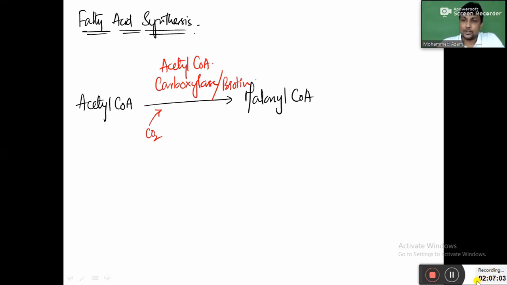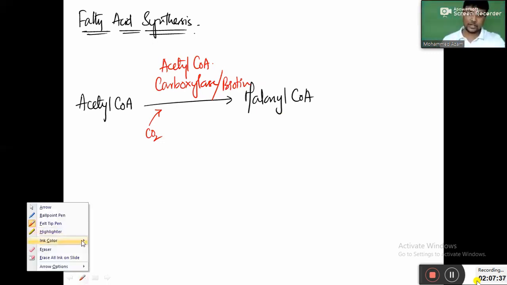Biotin. Till now we have learned 3 enzymes. Biotin is required for how many enzymes, sir? 3 enzymes. Biotin acts as a coenzyme for 3 enzymes we have learned till now. Carbohydrate metabolism, the first topic we have learned: pyruvate carboxylase. Protein metabolism, the second topic: propionyl-CoA carboxylase. And thirdly, in lipid metabolism we have learned acetyl-CoA carboxylase. So there are 3 topics, 3 enzymes which require biotin.